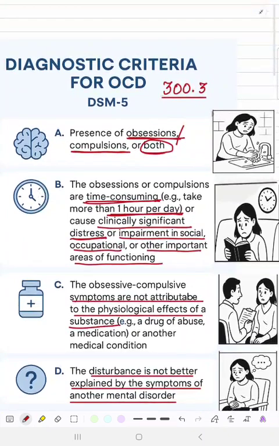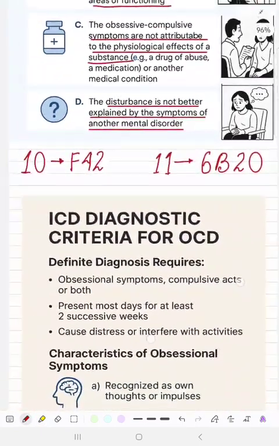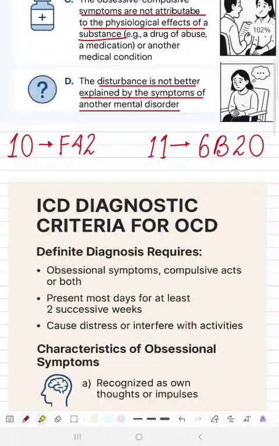Now what is this 300.3? So 300.3 is a very important code which is given by DSM-5 for OCD. Now coming to ICD criteria. ICD-10 has labeled OCD as F42. This is the ICD-10 code, and ICD-11 has labeled it as 6B20. So this is the ICD-11 code for OCD.